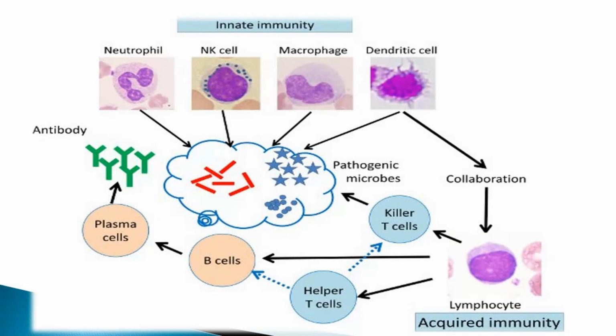Now, the examples of immunoglobulins that we have: number one, immunoglobulin A, which is called IgA. Then we have immunoglobulin E, which is called IgE. And we have immunoglobulin D, which is called IgD. And then we have immunoglobulin G, which is called IgG.